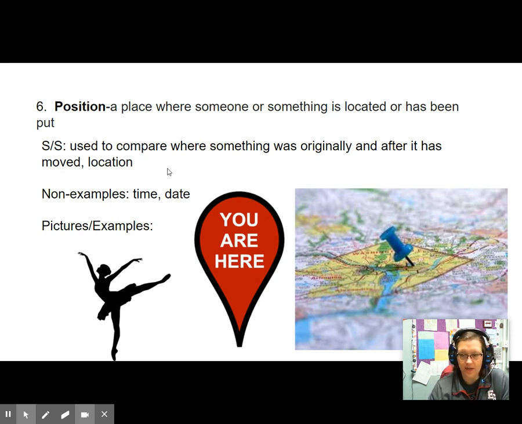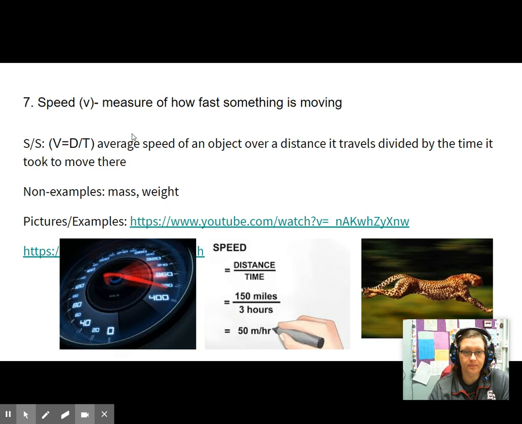To be able to find the total distance traveled, you need to measure from the beginning position or location to the ending position or location.